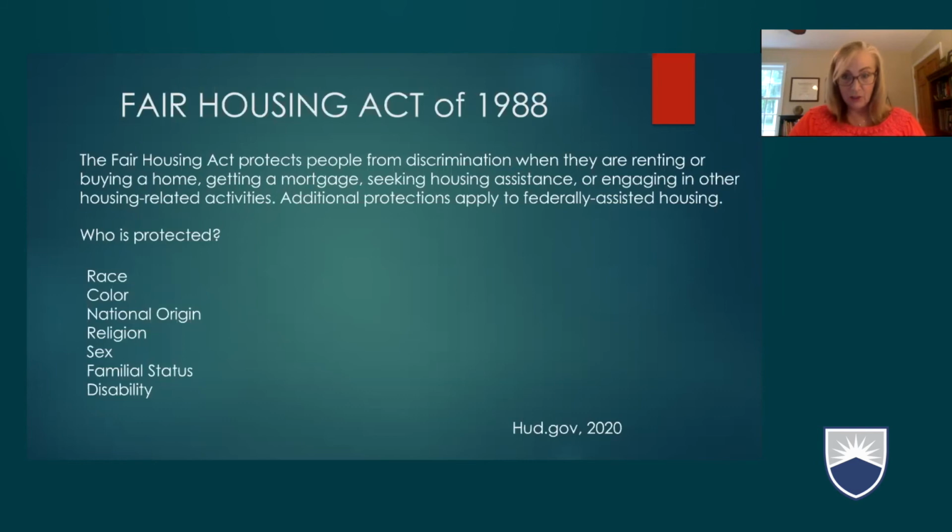There is something called the Fair Housing Act of 1988 that I just want to mention to you. Essentially, this protects people with disabilities from discrimination when they are renting or buying a home, getting a mortgage, seeking housing assistance, or engaging in other housing-related activities. Additional protections do apply to federally assisted housing. And these are all the different individuals that it protects. As you can see, individuals with disability is listed here.